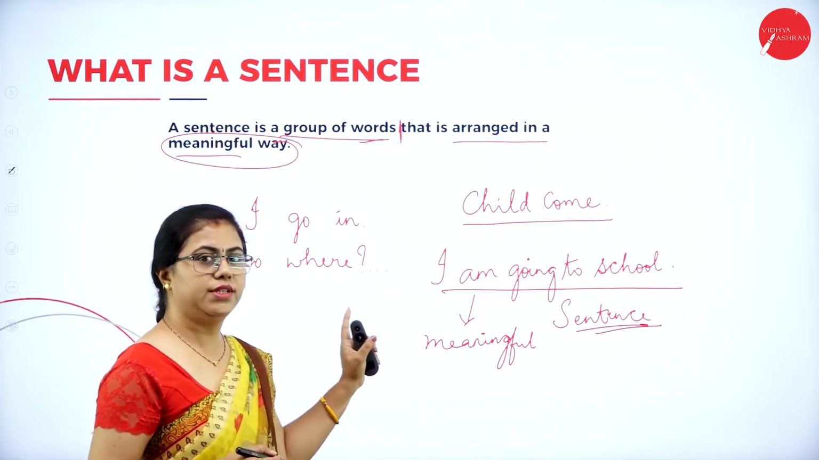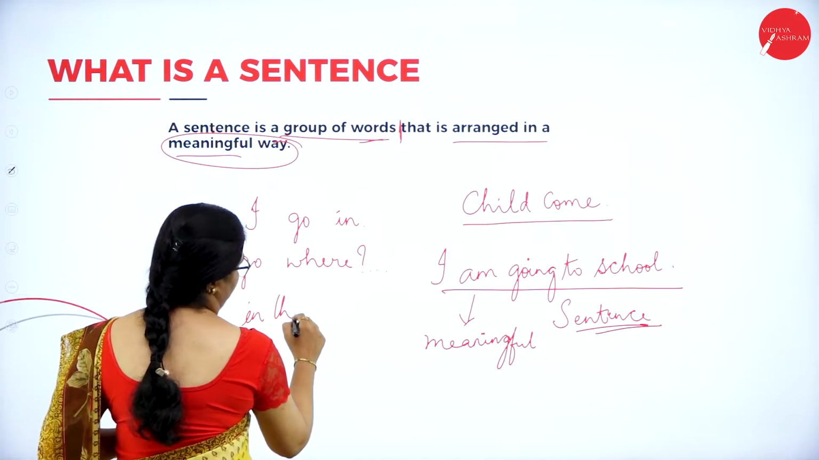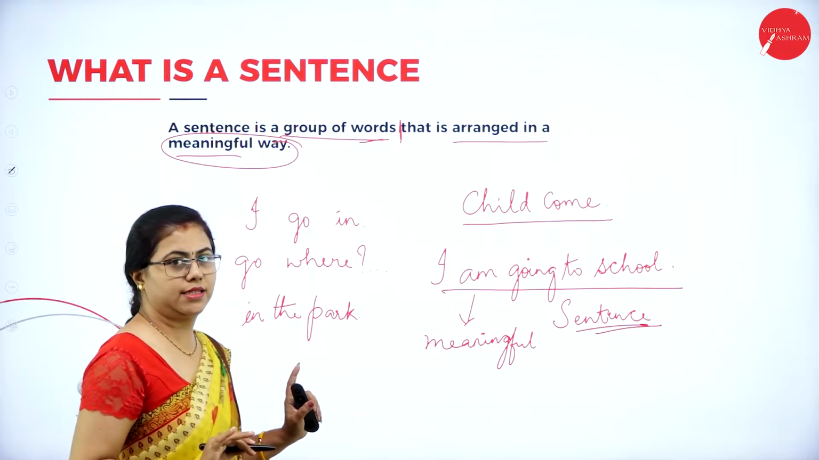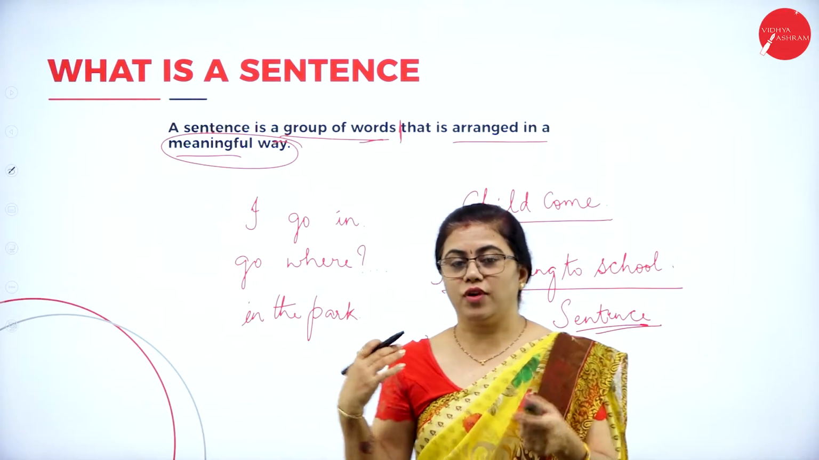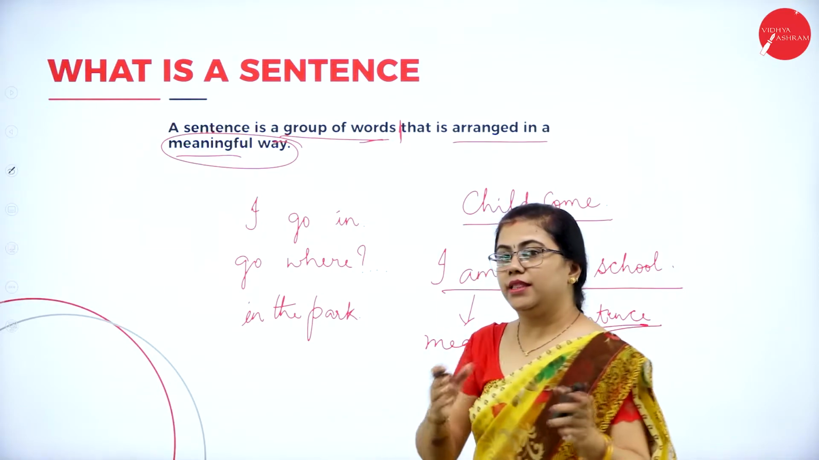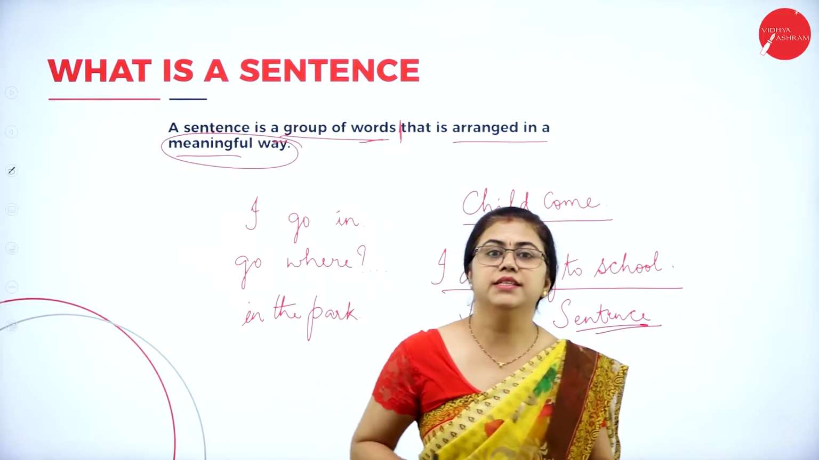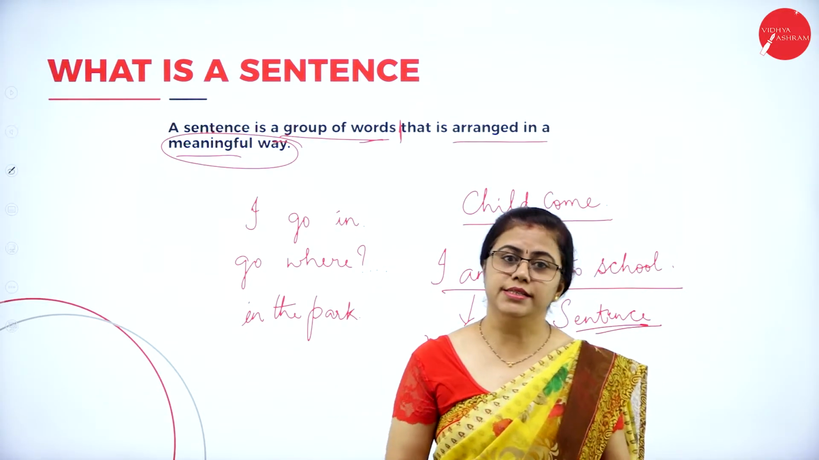It is a group of words again. You just cannot say, in the park. It is not giving you meaning. Yes, you can understand the context, where? In the park. That is half a sentence. If you have to make a complete sentence, there are a few patterns which we have to follow. There are various sentence patterns in English which we have to follow in order to make a sentence meaningful.